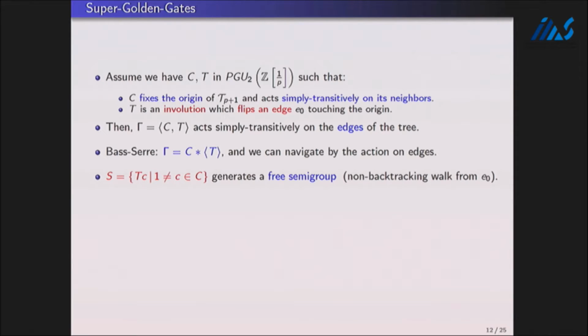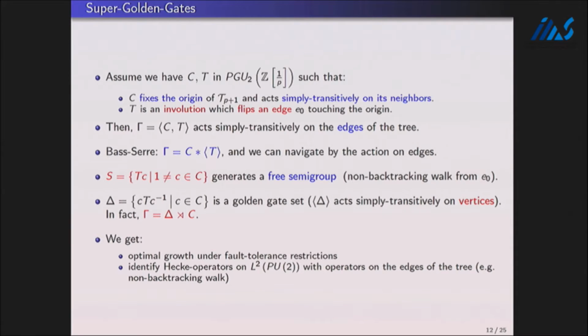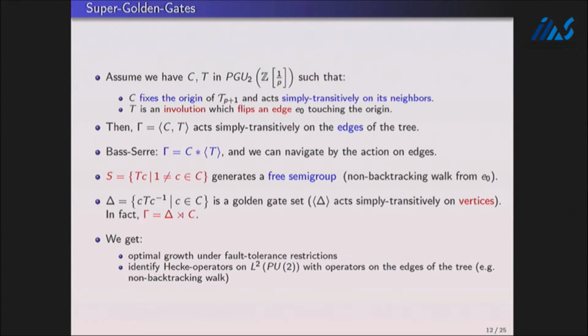And another nice subgroup is what's generated by all the conjugates of T, and this gives you a group which acts simply transitively on the vertices. You get a decomposition of your group as a semi-direct product of a group acting simply transitively on the vertices and a finite group acting on the edges. So a lot of structure, and by this free product, you get optimal growth under the restriction, and you can identify again the operators with operators on the edges of the tree.